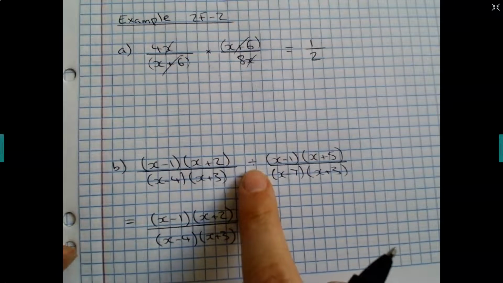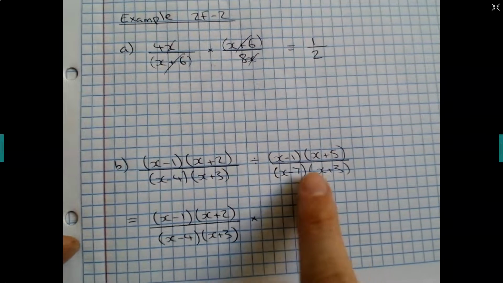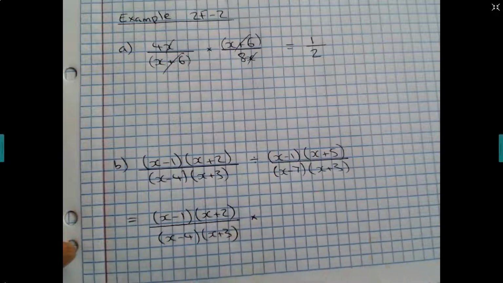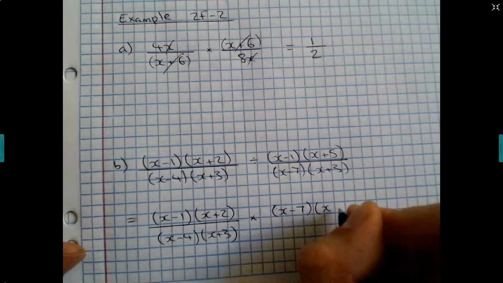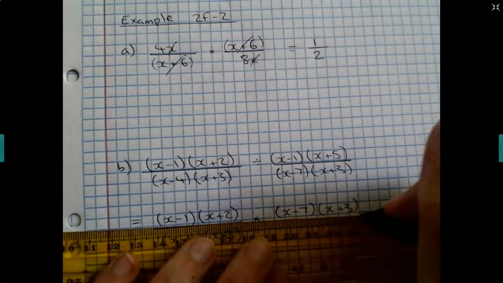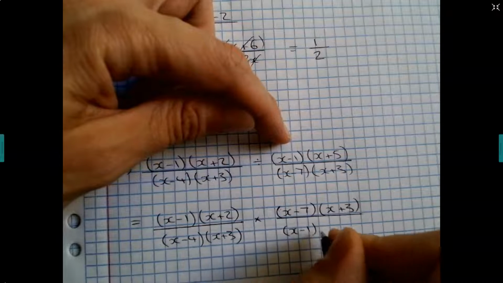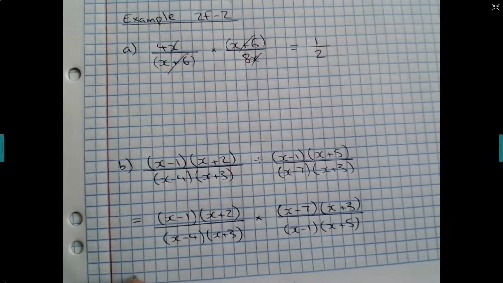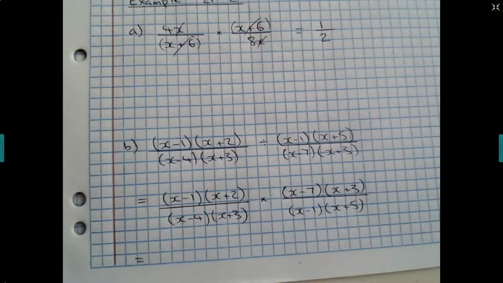Now I'm changing this to multiply. So times. And to do that, whatever's on the bottom gets flipped to the top and whatever's on the top gets flipped to the bottom. So this is going to become x minus 7 by x plus 3 over x minus 1 by x plus 5. So far so good? Okay, so all I've done is flip that second one.